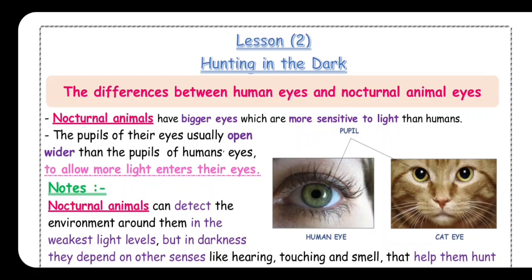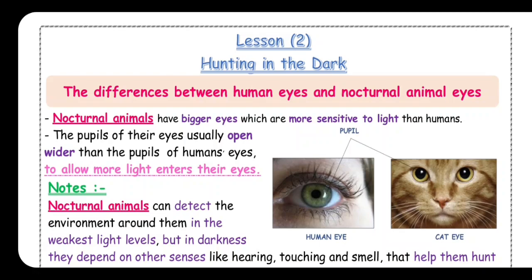You have to know that nocturnal animals have bigger eyes. Look at the two pictures, the human eye and the cat eye. The nocturnal animals have bigger eyes, which are more sensitive to the light than the eyes of humans.